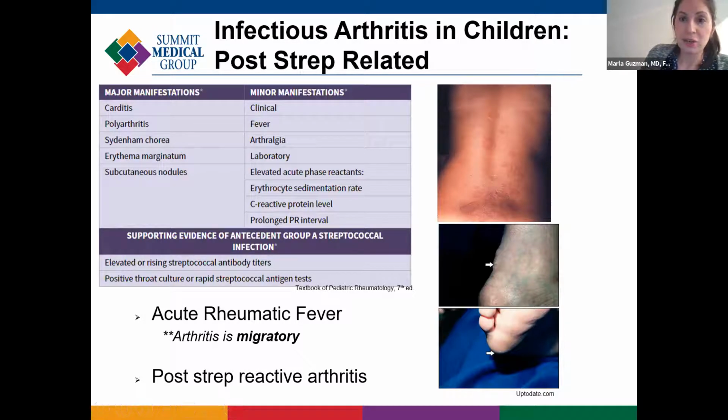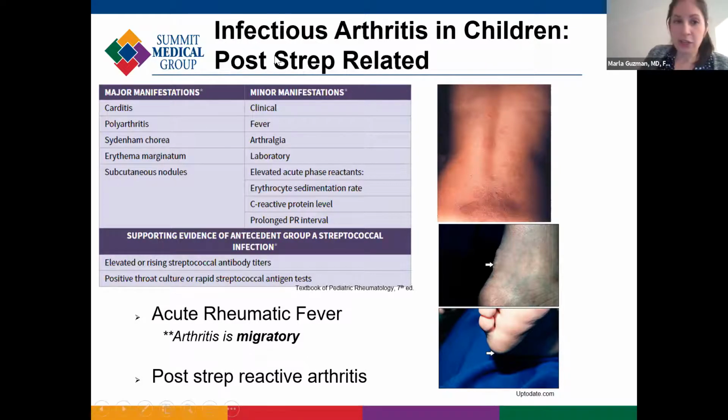And what that is, it's a neurologic condition where you may have a child who's had this funny writhing type of movement. It almost looks like they're dancing. That could be a clue. This rash that you see here on the right is called erythema marginatum. This could be suggestive of acute rheumatic fever. And then at the bottom, you could see these subcutaneous nodules, or little bumps under the skin, that sometimes can go along with acute rheumatic fever.